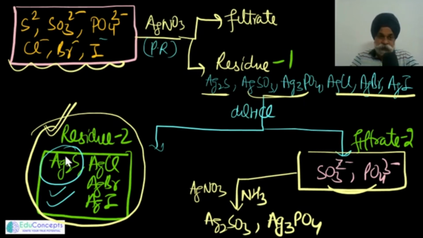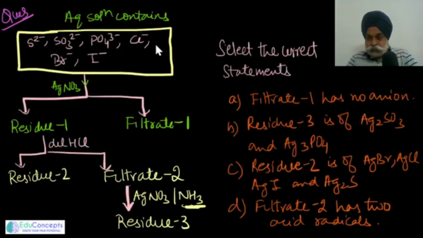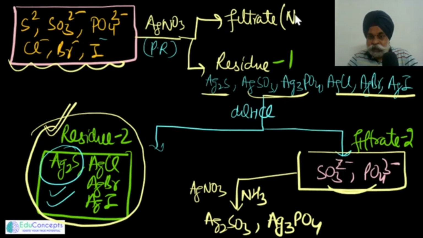So this is very important, always keep it in mind. Now coming on to the options. Filtrate 1 has no anion. This is perfectly written. This would not have any anion. So we did not find any anion. In the filtrate one, there was no anion.